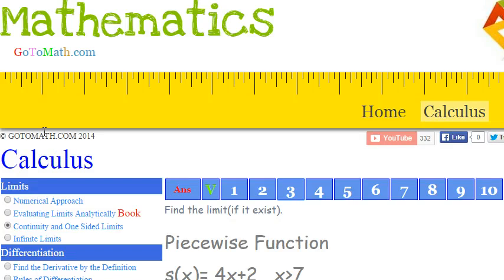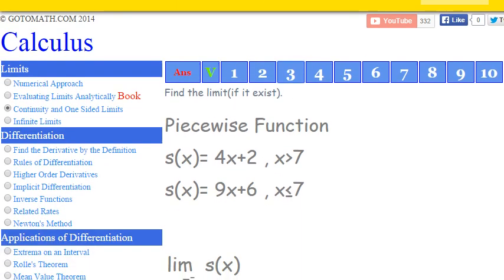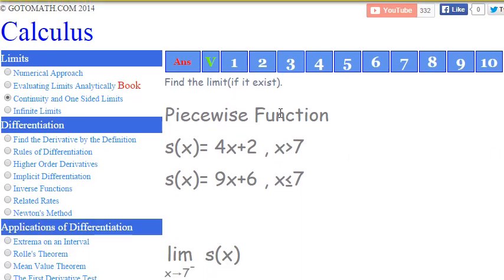Alright, we are working some calculus problems here at gotomath.com, and we're looking at, under the section of limits, continuity and one-sided limits, and we're in this section right here. So what we got is a piecewise function, and traditionally, this is not how it's written, but you get the idea. We've got the limit as x approaches 7 from the left-hand side of s of x. So we want to figure out how to determine what this limit is.